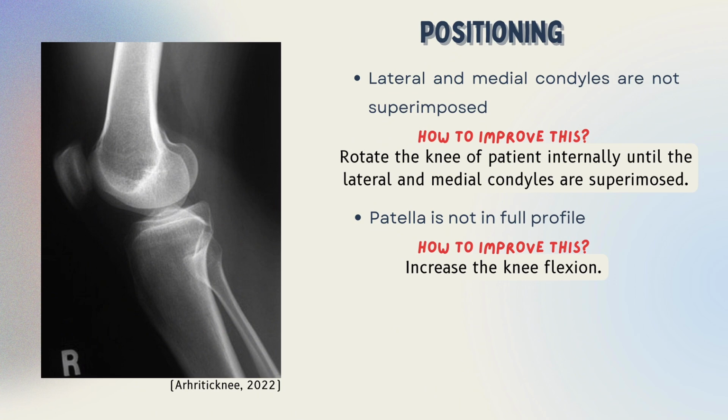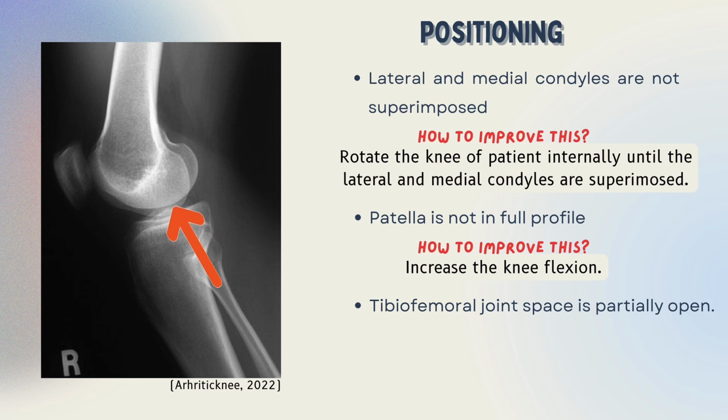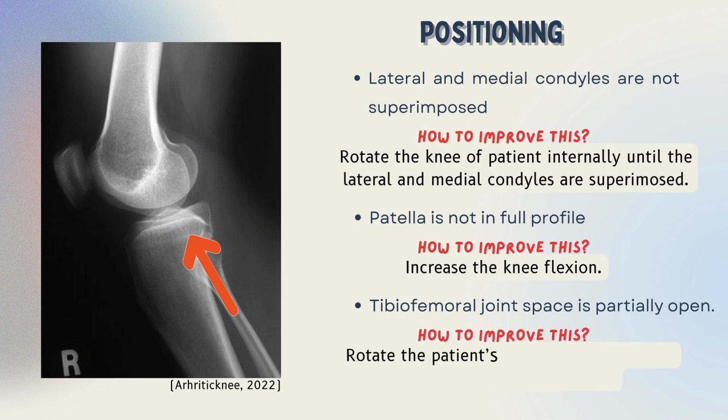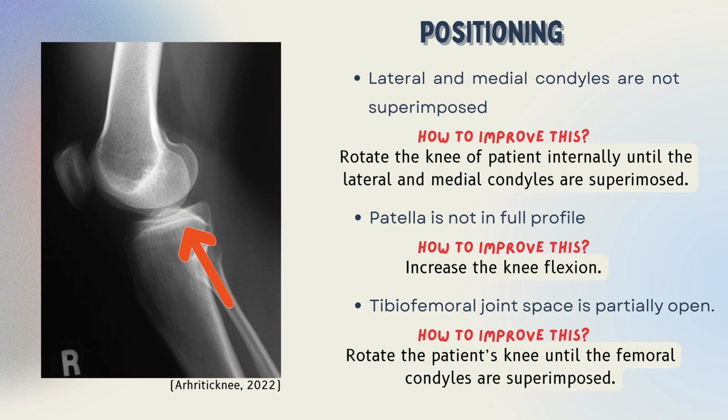And lastly, the tibiofemoral joint space is not fully visible. This indicates rotation because the lateral and the medial epicondyles are not superimposed on each other, causing the tibiofemoral joint space to be overlapped by the femoral condyles. To improve this, slightly rotate the patient's knee until the lateral and medial epicondyles are superimposed.